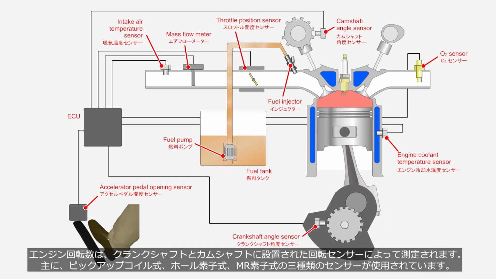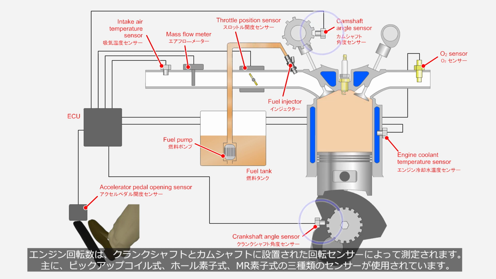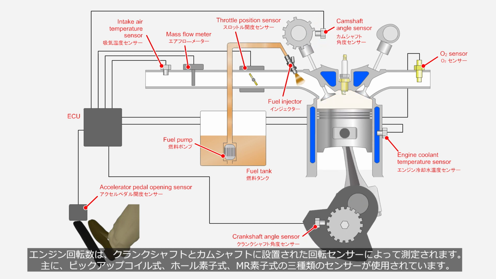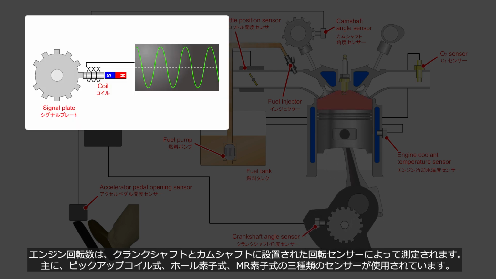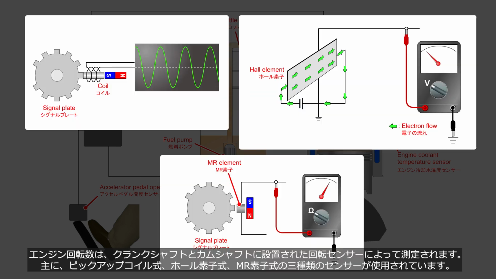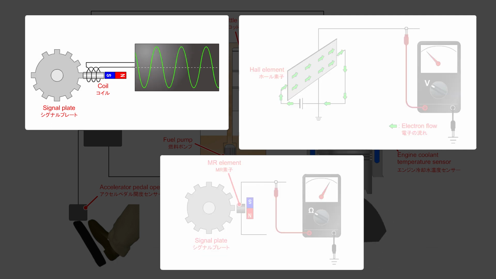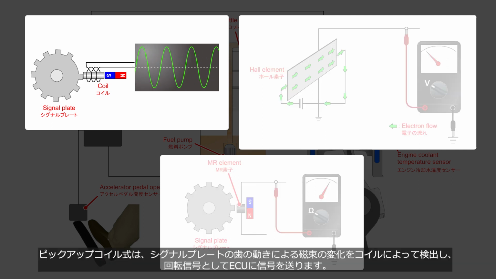The engine speed is measured by rotation sensors installed onto the crankshaft and camshaft. The three types of sensors commonly used are: the magnetic pickup type, the Hall effect type, and the MR, magnetic resistance element type. The magnetic pickup type detects changes in magnetic flux caused by the movement of teeth on a signal plate using a coil, and transmits the signal to the ECU as a rotation signal.